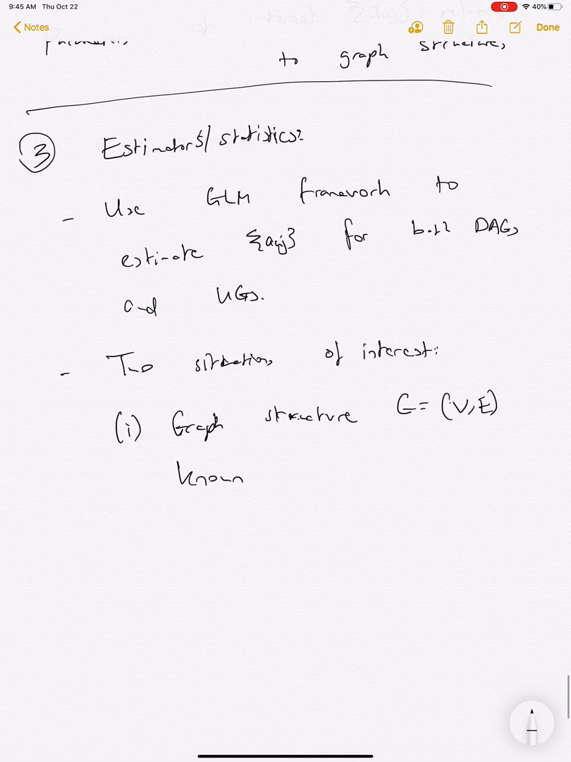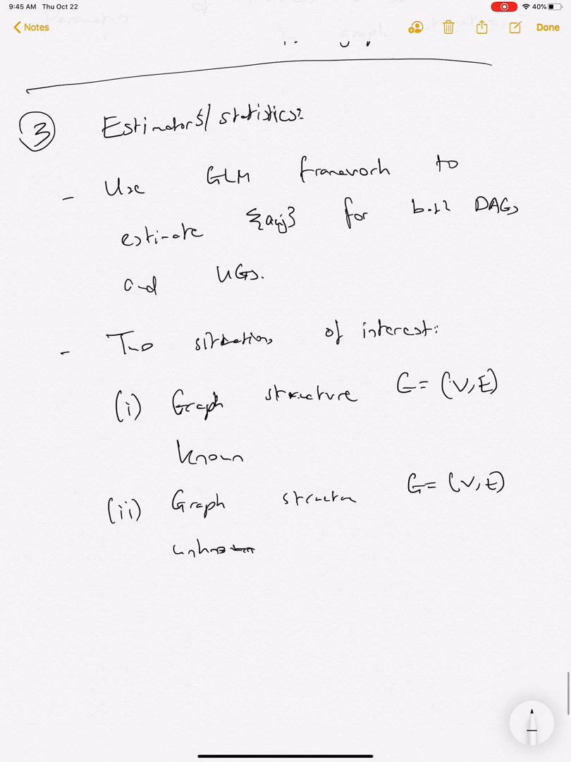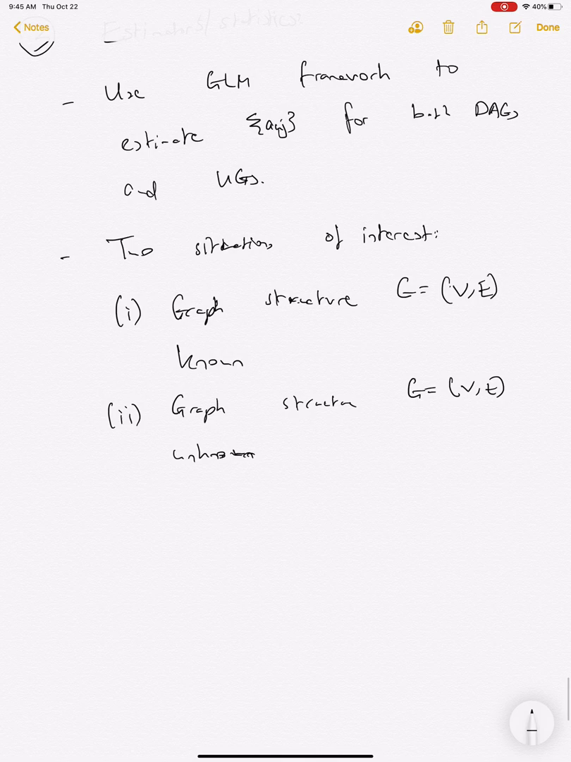But the second scenario, which is actually more common in practice, is that the graph structure G equals VE is unknown. And this is really going to be one thing that's quite new in terms of what we cover in the next two lectures. So we don't actually know what the graph structure is. We want to somehow try to estimate the graph structure. Okay. And so this is going to be the focus of the next couple of lectures.